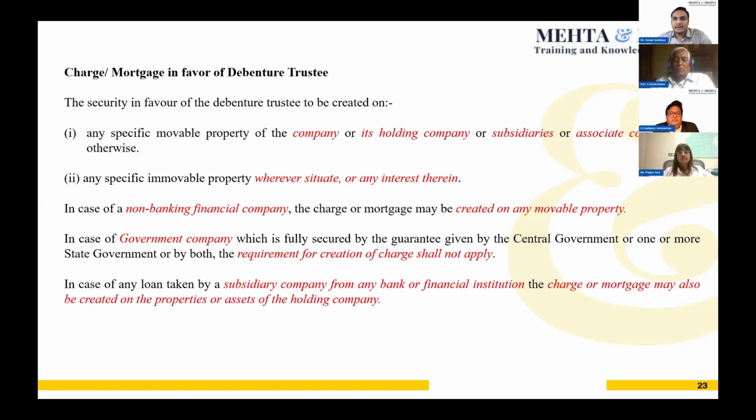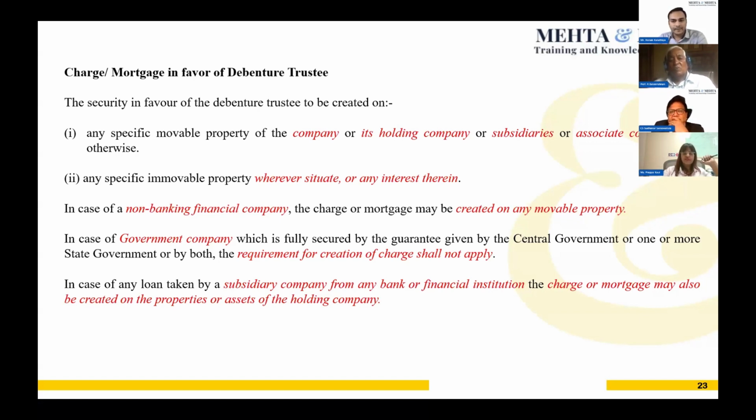However, in case of an NBFC, a charge or mortgage under subclause 1 above may be created on any movable property. Further, in case of an issue of debentures by the government company, which is fully secured by the guarantee given by the central or the state government or by both, the requirement of creation of a charge shall not apply. And also, in case of any loan taken by the subsidiary company from any bank or financial institution, the charge or the mortgage may also be created on the properties or the assets of the holding company. So this is a creation of a mortgage or a charge in favor of a debenture trustee where the debentures are secured and offered to more than 500 participants.